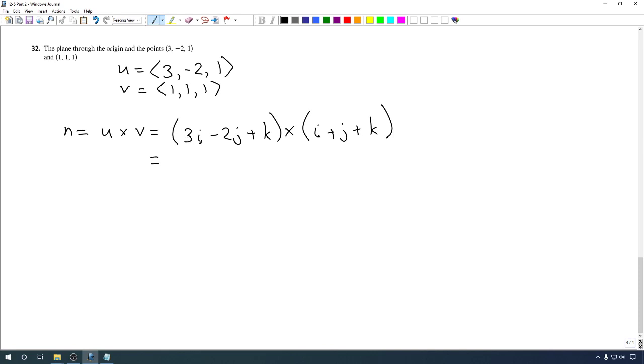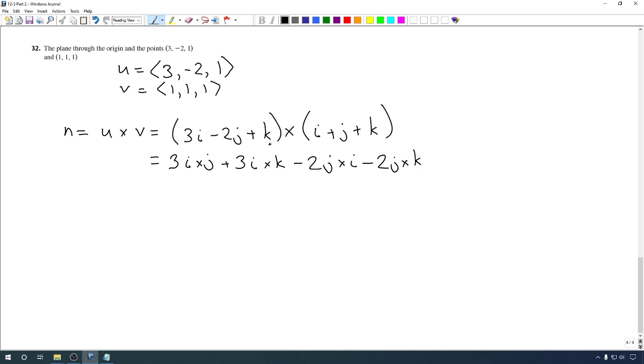So I'm going to start with the 3i. I'm going to cross it with each one of these. Again, the crossing with i goes away, but I do have a 3 times i cross j. I'm going to have a 3 times i crossed with k. Now I move on to negative 2j crossed with all three of these. Again, the j is going to go away this time. So I have a minus 2 j crossed with i. And remember, I don't want to swap the order of the i and j here. The order is actually important. We'll have a minus 2 j cross k.